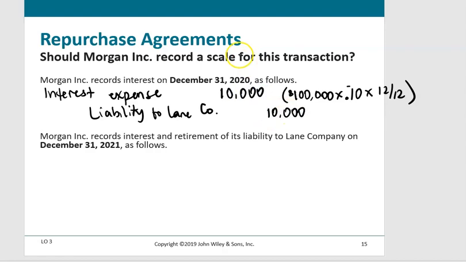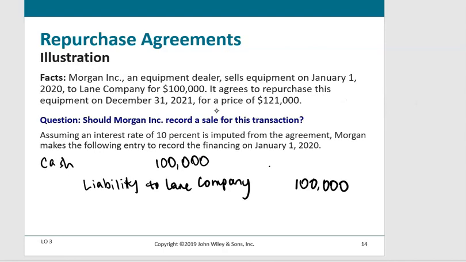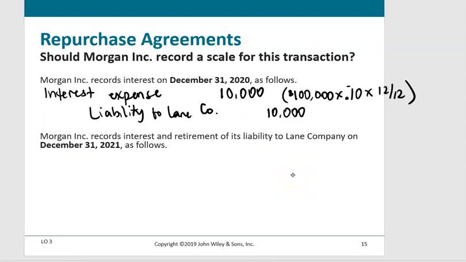So what would the 12/31/2020 balance sheet and income statement report? The balance sheet would report a liability of $110,000, the initial $100,000 plus the additional 10 for the time value of money, the interest portion, and the income statement would report interest expense for $10,000. The last entry related to this transaction is at the very end of this transaction. On December 31st, 2021, Morgan Company is going to repurchase that equipment back.